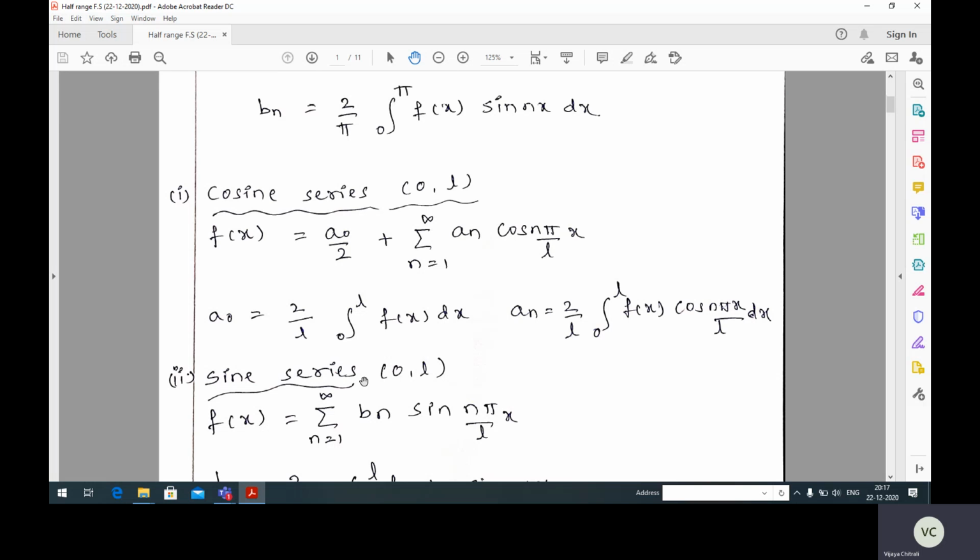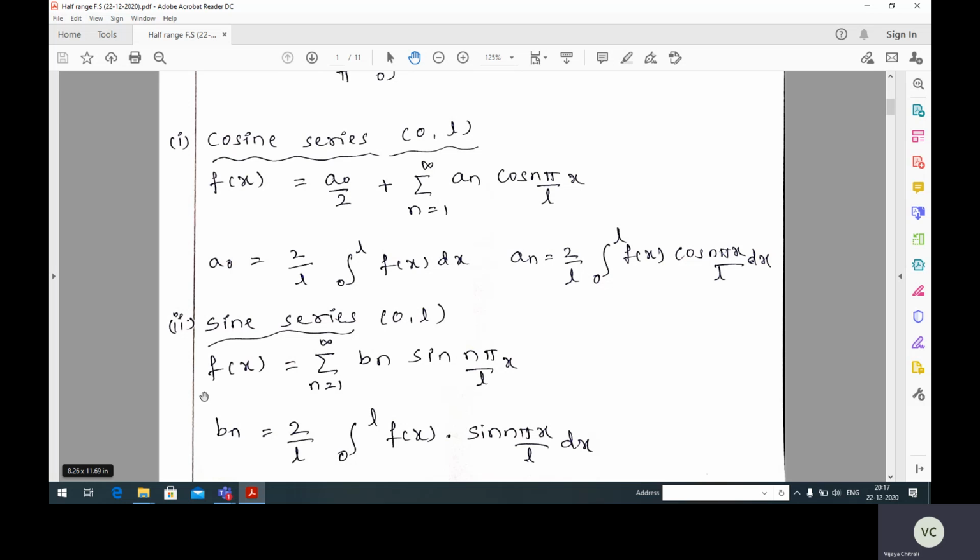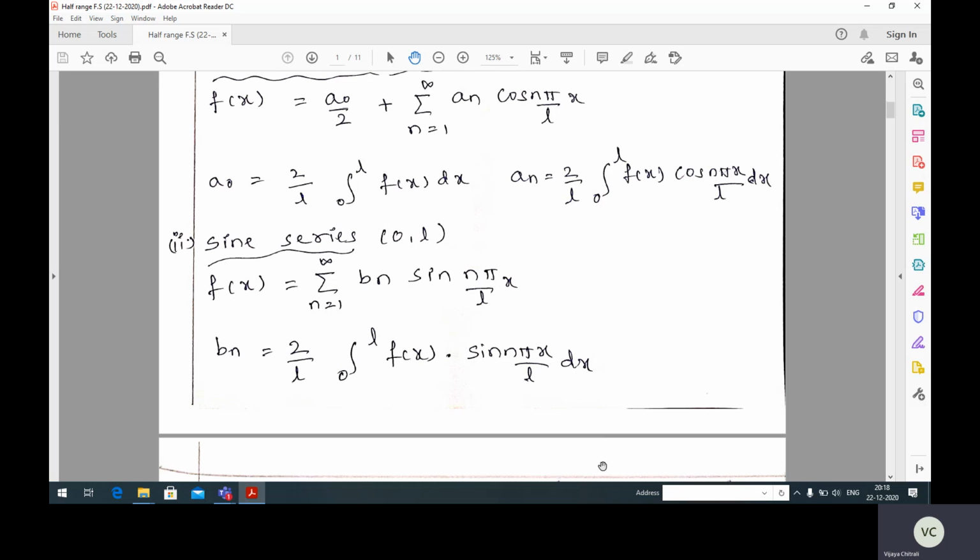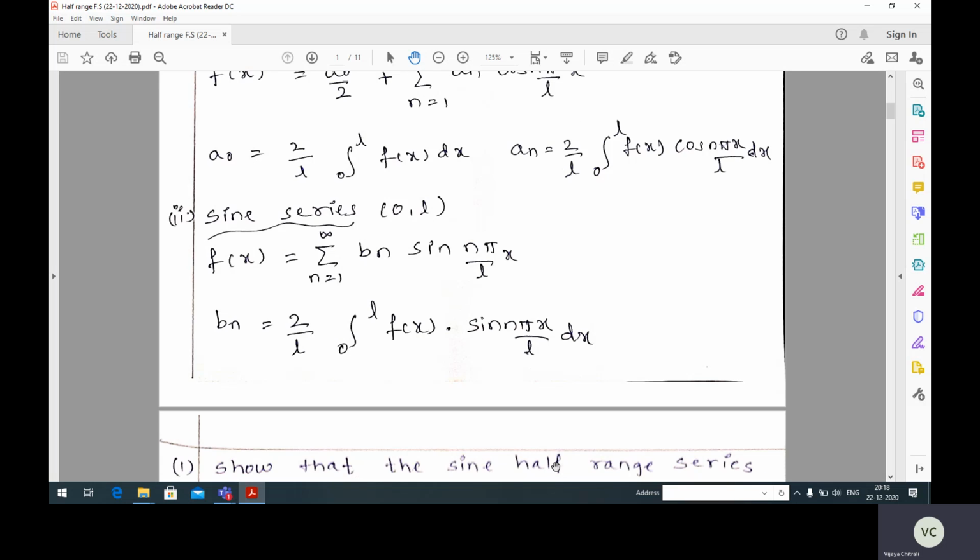Similarly, the half range Fourier sine series, if it is defined in the interval 0 to L, meaning an arbitrary interval, f of x is equal to summation from n is equal to 1 to infinity bn sine n pi x divided by L, where bn is equal to 2 by L integration from 0 to L f of x into sine n pi x by L dx. So with this, we'll solve an example.